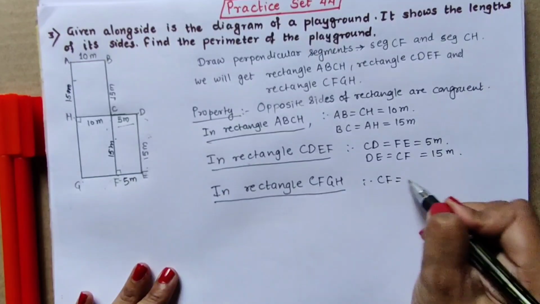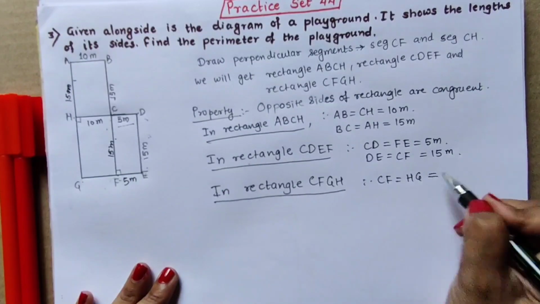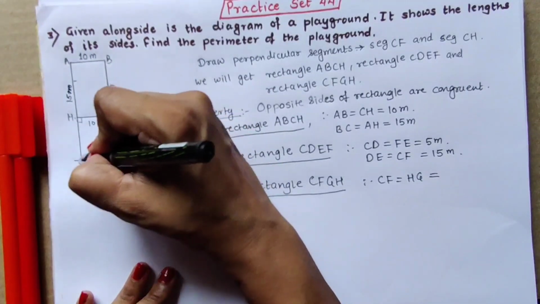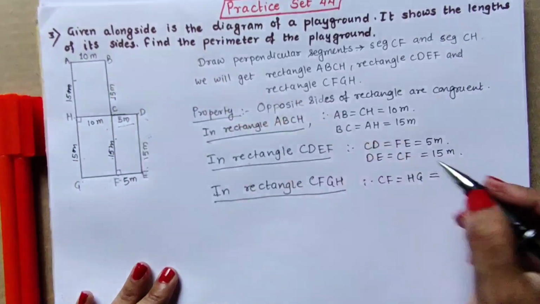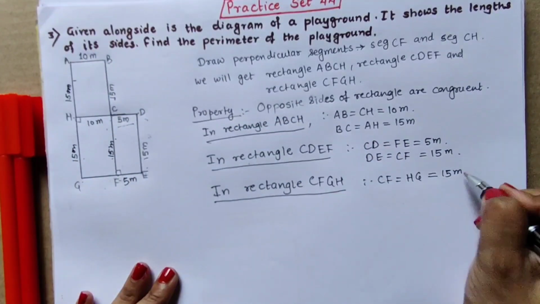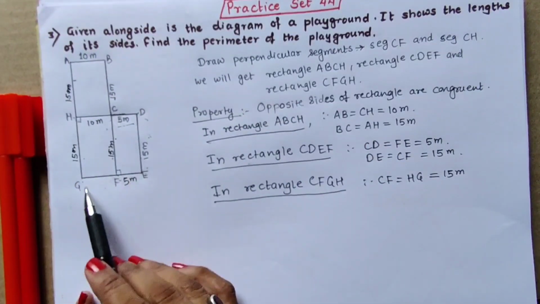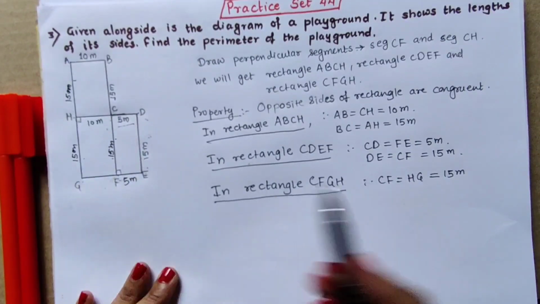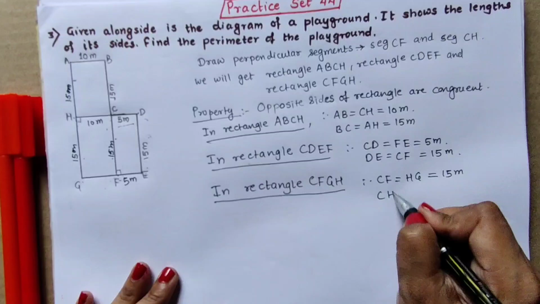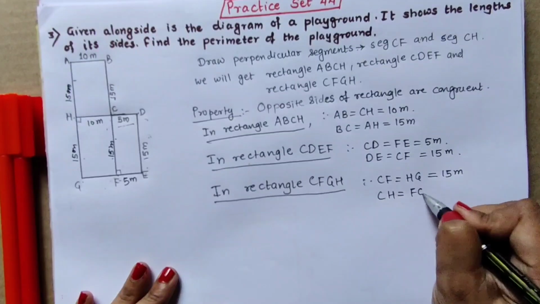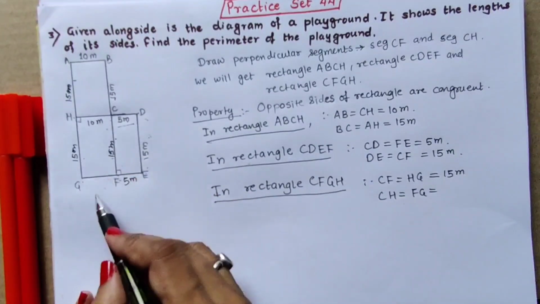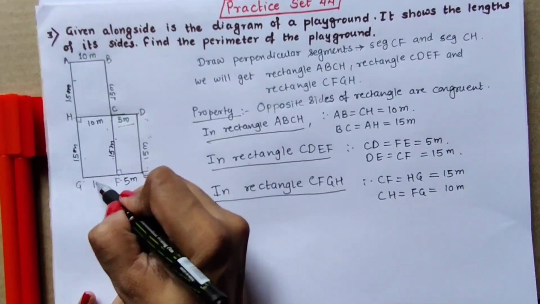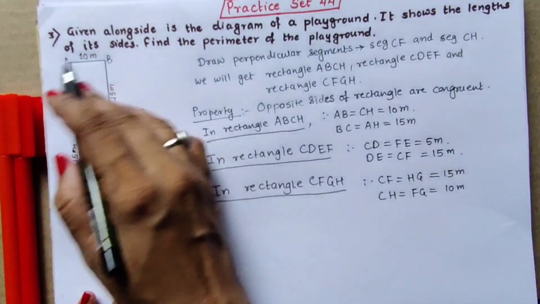CF is equal to HG. CF is 15, so HG will also be 15 meter. Now CH and FG, or HC is equal to GF. You can write anything. CH is equal to FG. Now CH is 10, so FG is also 10 meter. So in this way we have got the lengths of all sides.